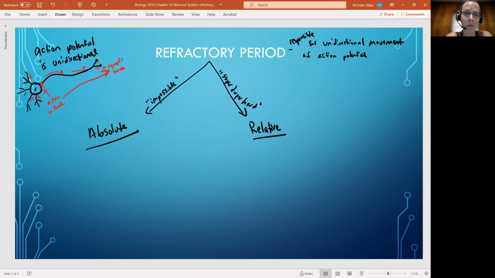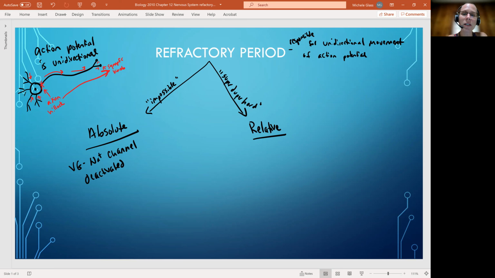Now, why is it impossible to stimulate the cell again during the absolute period? Because what we'll see is that the voltage-gated sodium channel is going to be deactivated. You can't get an action potential if you can't get sodium into your cell. The only way to depolarize a cell is to flood it with sodium, or that's the most common way to get the cell to be stimulated, is to flood it with sodium. So if you're not able to flood the cell with sodium, you're not able to stimulate the cell again.